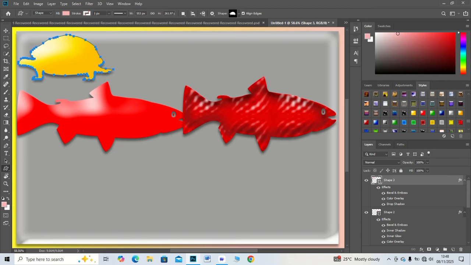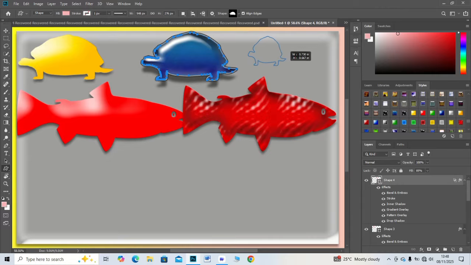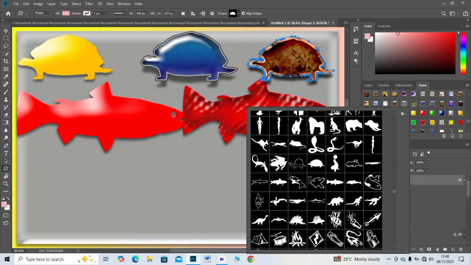Add stops to make natural gold reflections. Choose reflected style and set the angle to 90 degrees. Increase the scale slightly for balance. Also add bevel and emboss for a real metallic effect.